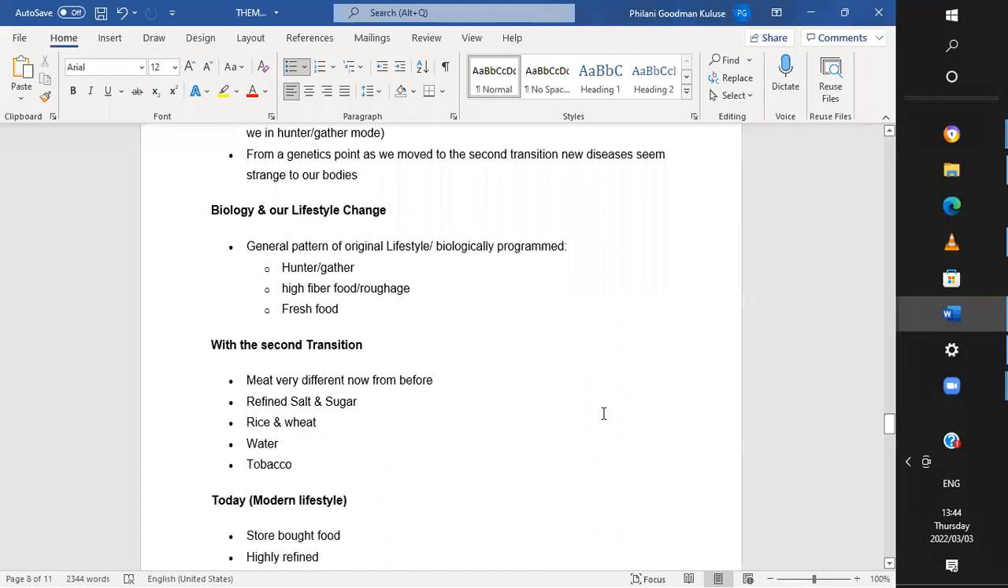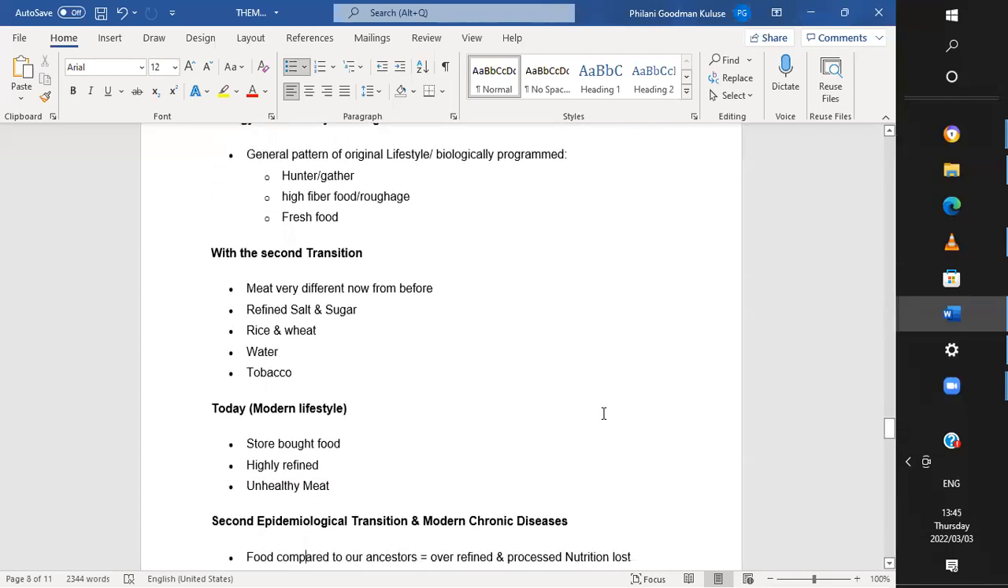Okay, biology and our lifestyle change. The general pattern of original lifestyle, biologically programmed. Bullet one, hunter and gatherer, high fiber food, fresh food. Yes. So lifestyle for hunters and gatherers was unique because they hunted their own food. It was fresh, it was high in fiber. It was a different kind of food which changed and contributed to their biology. It transformed their lifestyle.